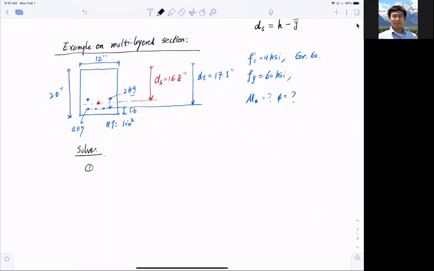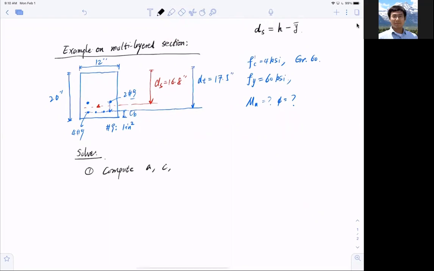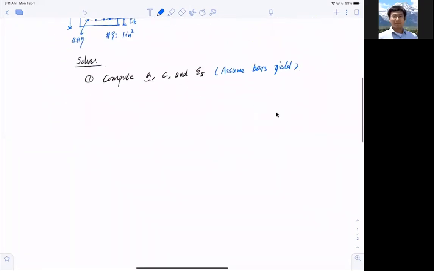Step one: what is step one? I need to find my effective compressive zone a, and with that I can compute the actual compressive zone c, and then the strain in the steel. Now when I do this, I always assume the steel yields, assume the reinforcement bar yields, and we're going to come back and check whether it yields or not.